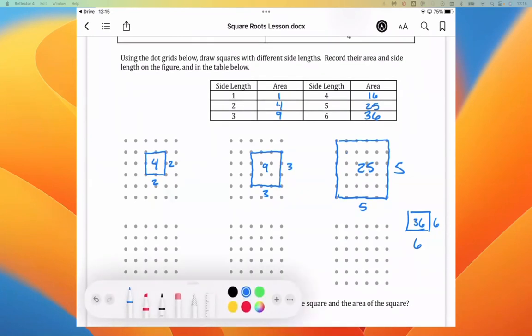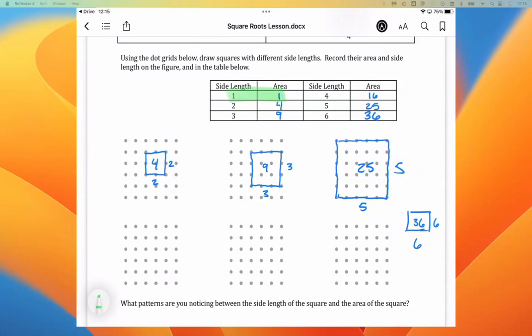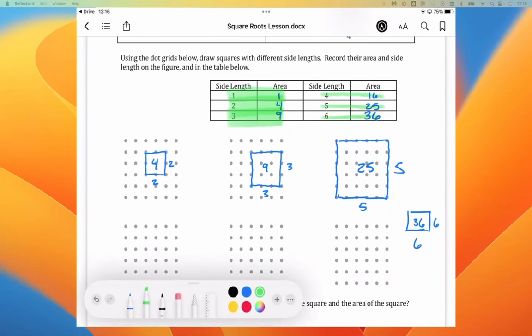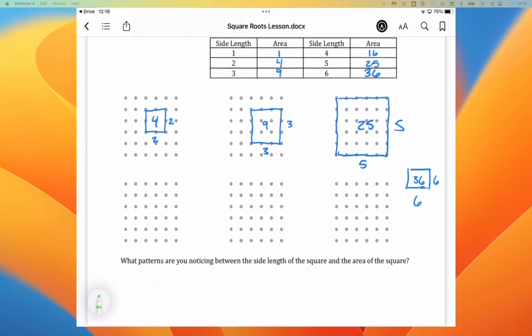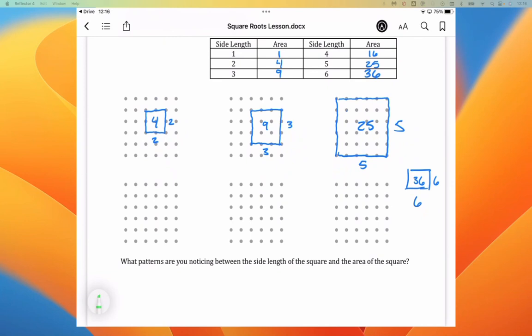So now we're going to go through and look for patterns in what we see happening. So I'm noticing as I look at this that when I multiplied the side lengths, both side lengths were 1, and they were the same because it's a square. 1 times 1 was 1. I noticed that 2 times 2 makes 4, 3 times 3 makes 9, 4 times 4 makes 16, 5 times 5 makes 25, and 6 times 6 makes 36. And so I'm seeing that if I multiply the side lengths and get the area, I'm always going to be multiplying the same numbers. So like a 5 times 5, 6 times 6.